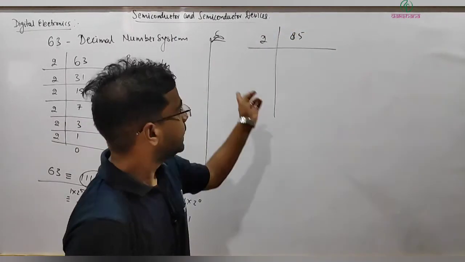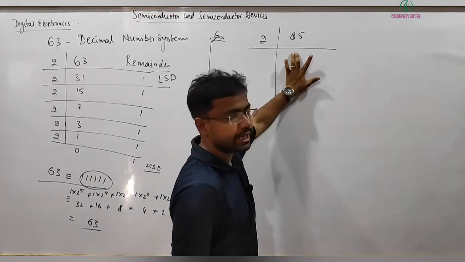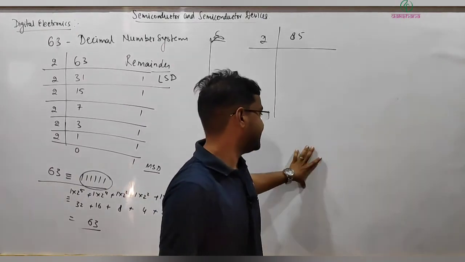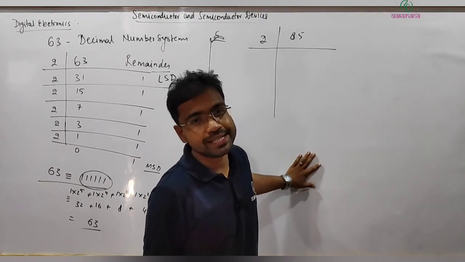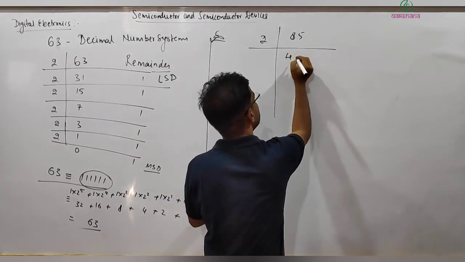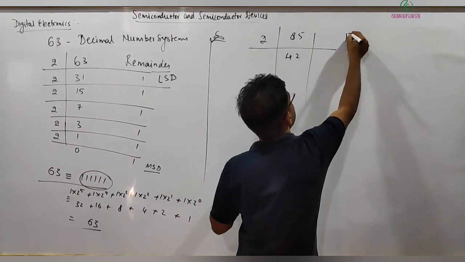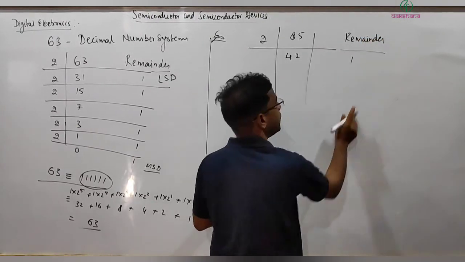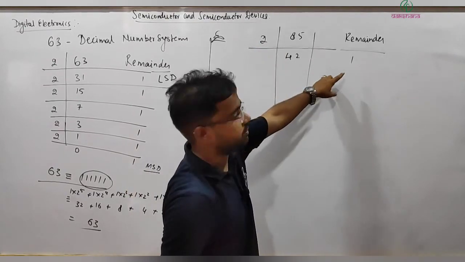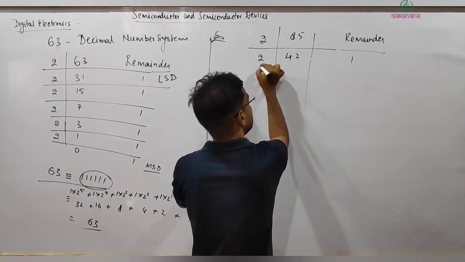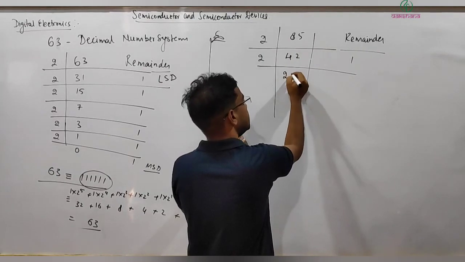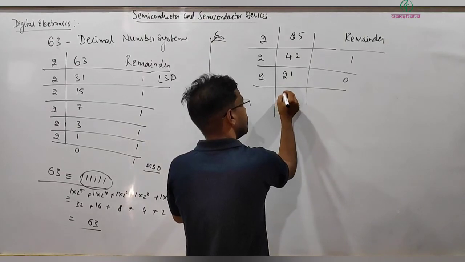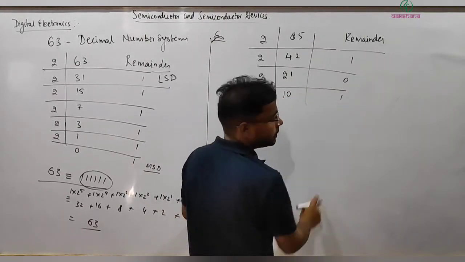Again the process is, I will keep on dividing and write the quotient here. The division process will continue successively until the quotient comes out to be 0. So here it will be 42, and the remainder I will write here. The remainder will be 1. 42 multiplied by 2 is 84, and the remainder will be 1. Next, dividing by 2 again, it will be 21, remainder 0. Divided by 2 again, it is 10, remainder 1.